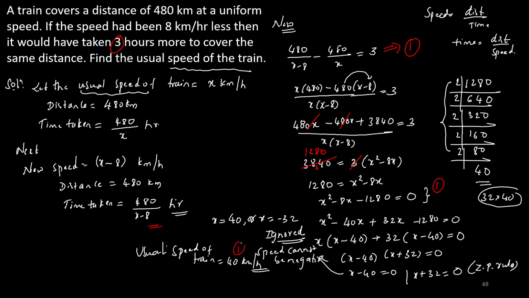And here, the final answer deciding that 40 is the usual speed of the train, you are going to get it as 1 mark. Clear, children? If it is a 3 mark or a 4 mark question, here itself, at this step, you will get 1 more mark. Clear, children? Okay, here itself you will get 1 more mark. I hope this is clear.